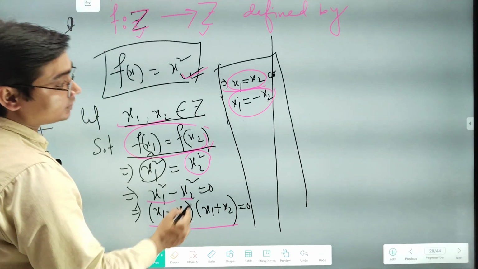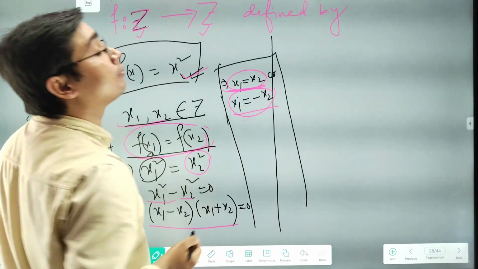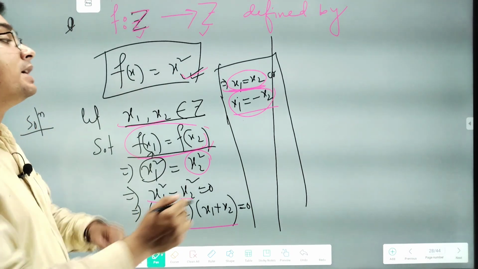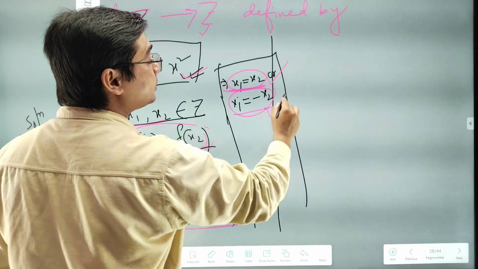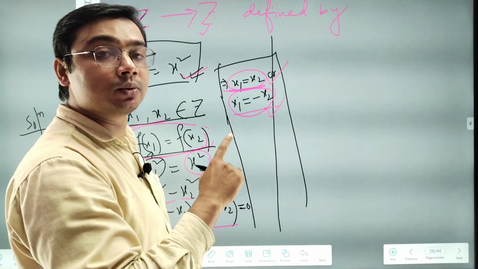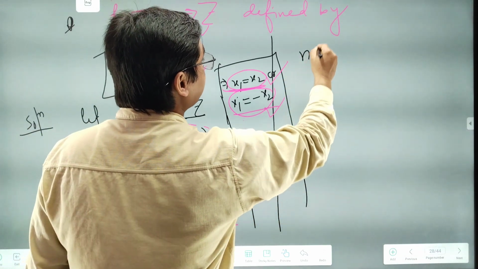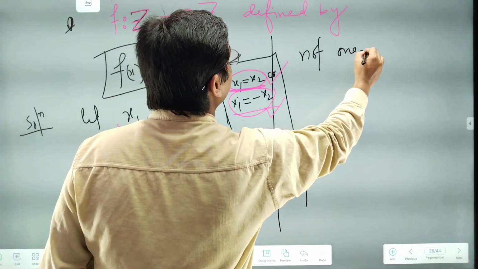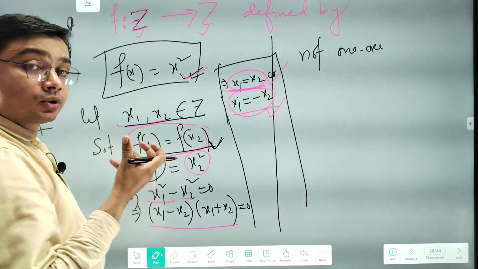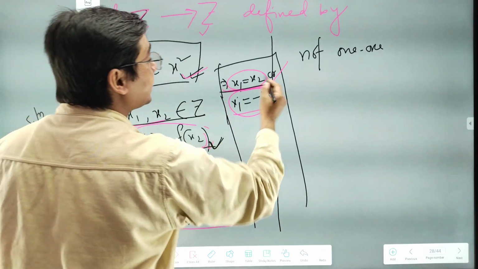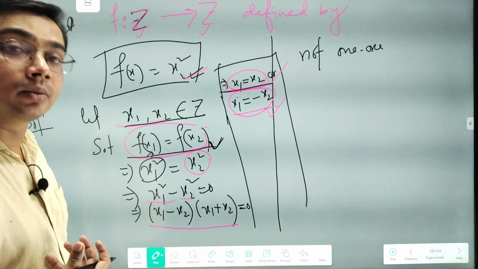Now from this you can write it this way: x1 equal to x2 or x1 equal to minus x2. That means x1 equal to x2 satisfies this, and x1 equal to minus x2 also satisfies this. That means this function is not one-one, because to be one-one, when we choose this, it must always be x1 equal to x2. Then only this function will be one-one.